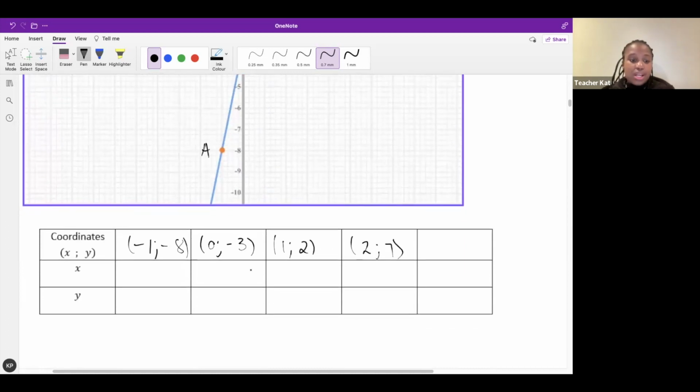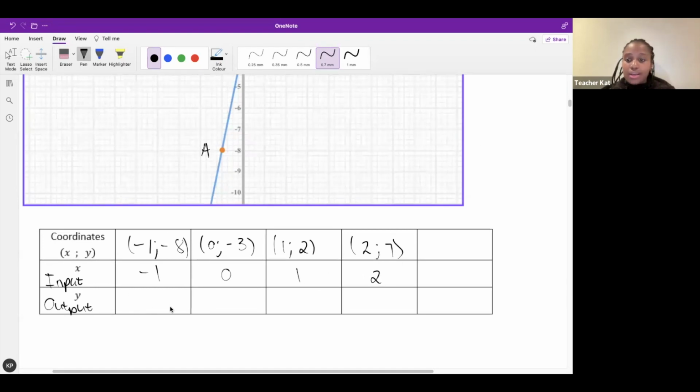Okay, so let me rewrite these in the point X and Y as we would in a table, where we have my input at the top. Input and output. For my first one, my input would be -1 because that is the X coordinate. What is my input for the second one? That is 0. My third one, 1. And the final one, 2.